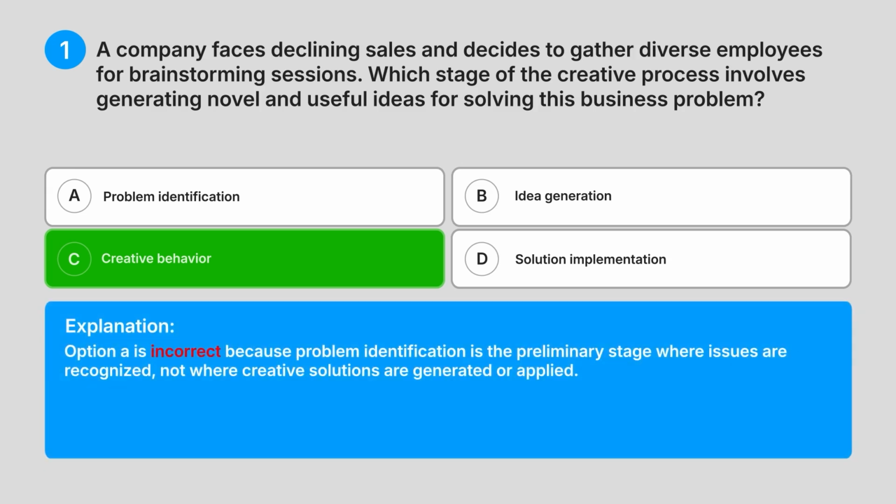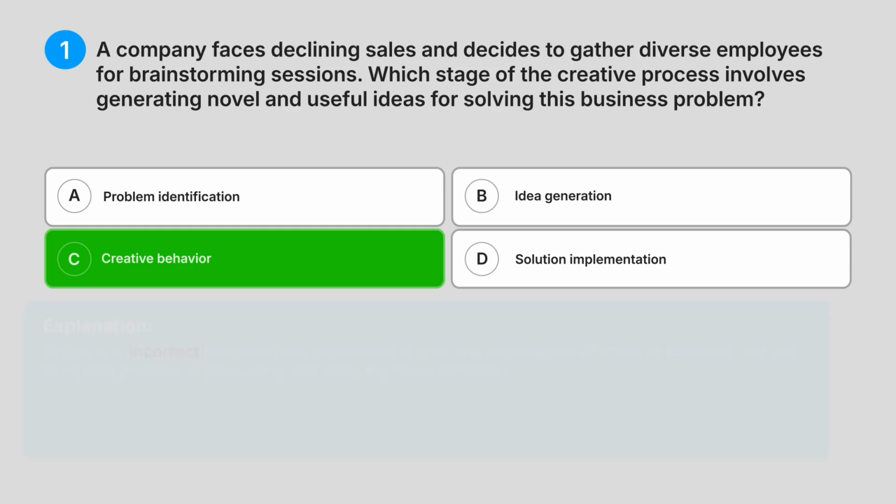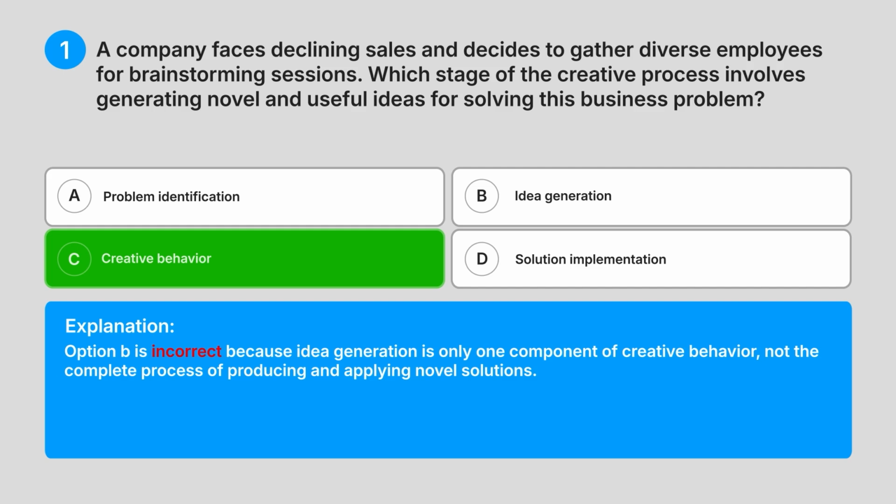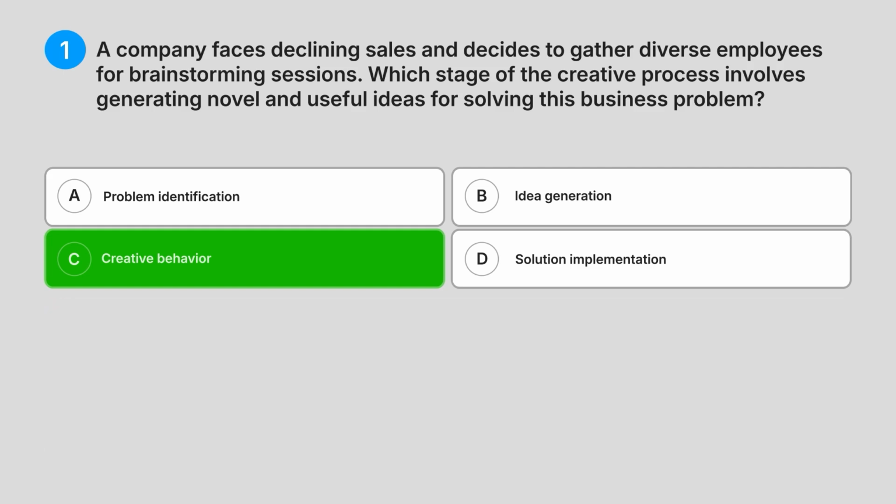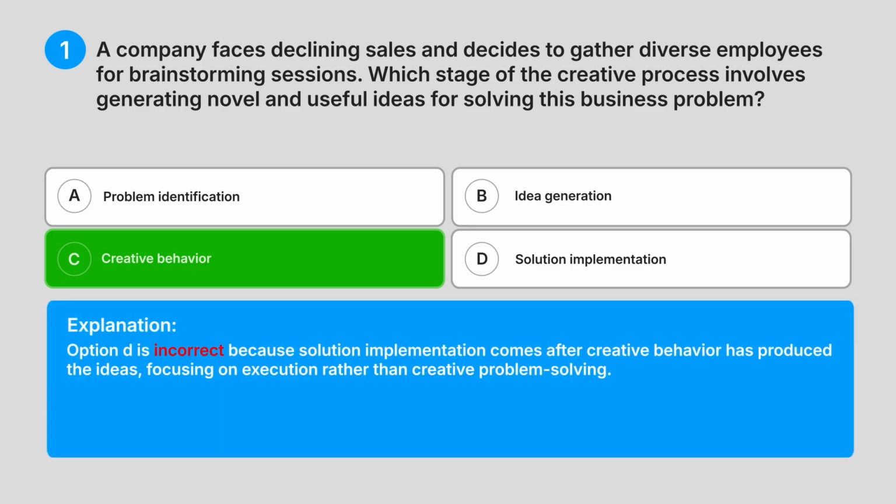Option A is incorrect because problem identification is the preliminary stage where issues are recognized, not where creative solutions are generated or applied. Option B is incorrect because idea generation is only one component of creative behavior, not the complete process of producing and applying novel solutions. Option D is incorrect because solution implementation comes after creative behavior has produced the ideas, focusing on execution rather than creative problem solving.